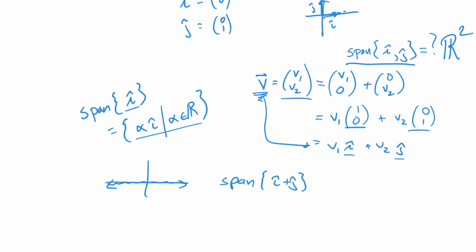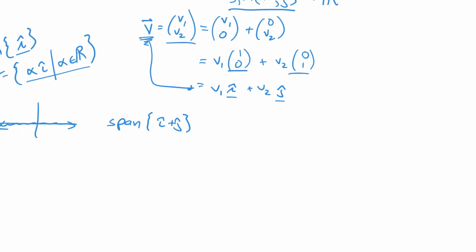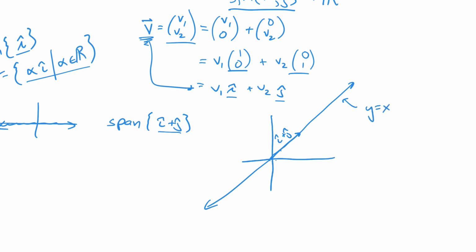Okay, so the first step is i hat plus j hat is this vector here. All possible linear combinations of that will span this line, which we can visualize as the line y equals x. So the span of i hat plus j hat is this line right here.